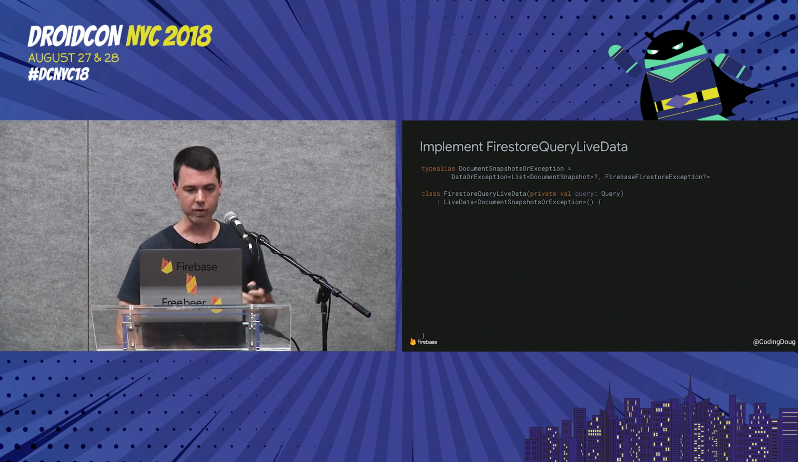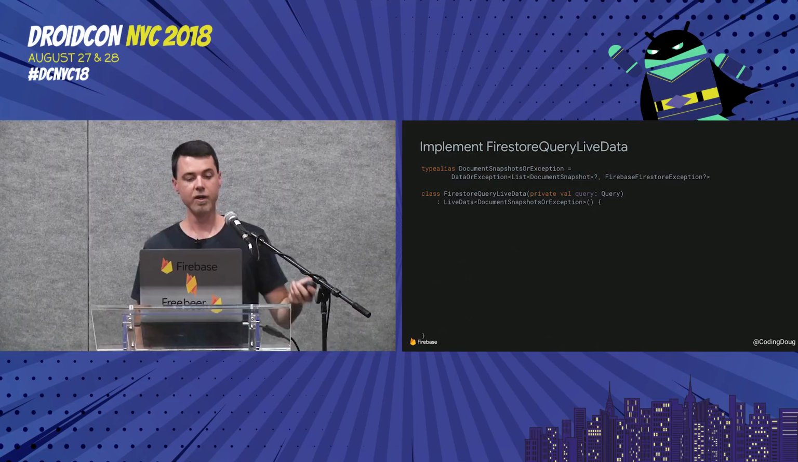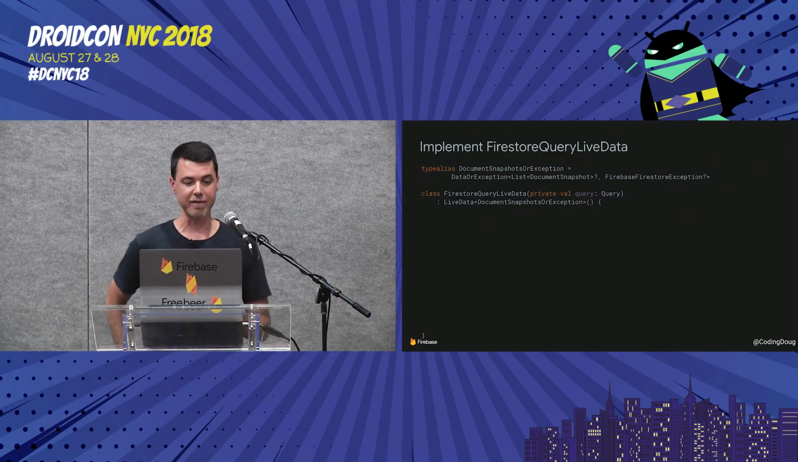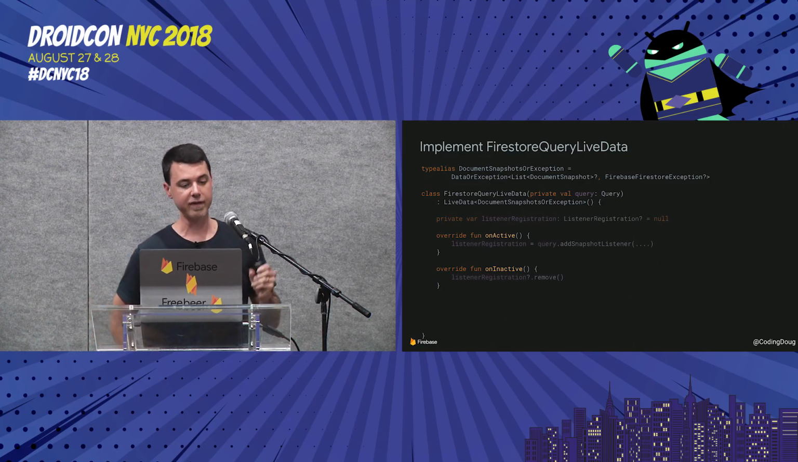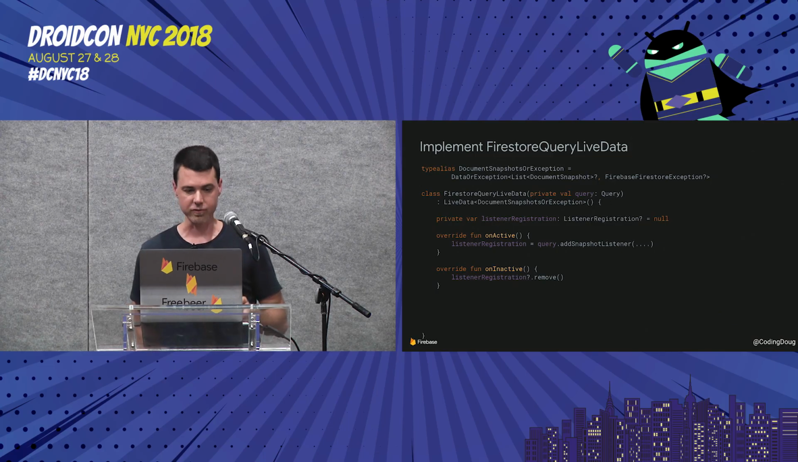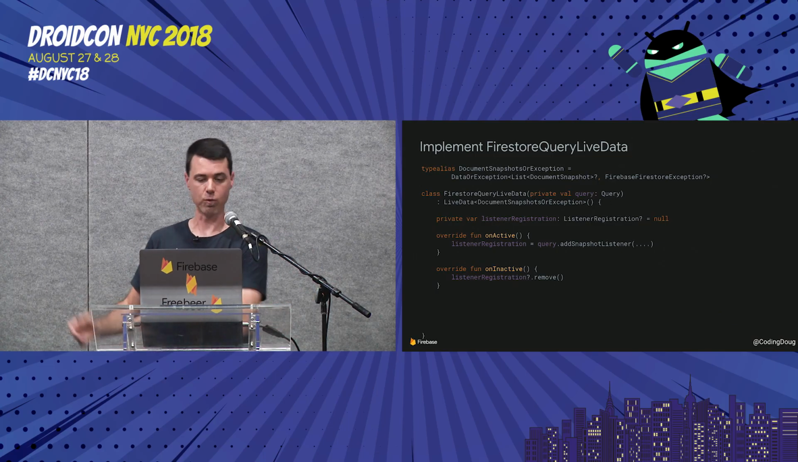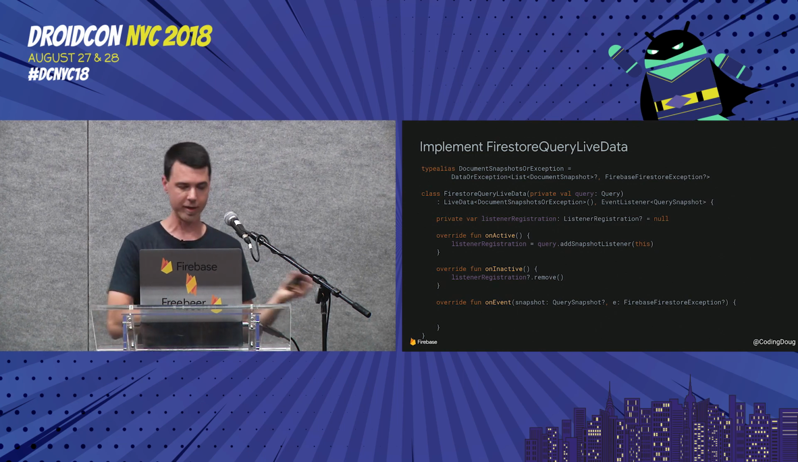So what we would do is create a type alias called document snapshots or exceptions. So either this thing is going to generate a list of document snapshots or an exception. So to implement this, we would subclass live data. We, of course, have onActive and onInactive. And in onActive, we're going to listen to the results of that query. The query is passed in through the constructor. And when we're active, we do the query. When we're inactive, we stop the query. And of course, we need to be our own listener, just like before.